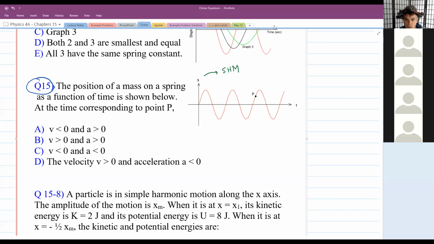And let's do this as a poll. If you're watching this on a computer, I've just launched a poll. If you're watching this on a phone, you may not be able to see it. But as a clicker question, what do you think in terms of velocity and acceleration? Is velocity positive or negative? Is acceleration positive or negative? What do you think?